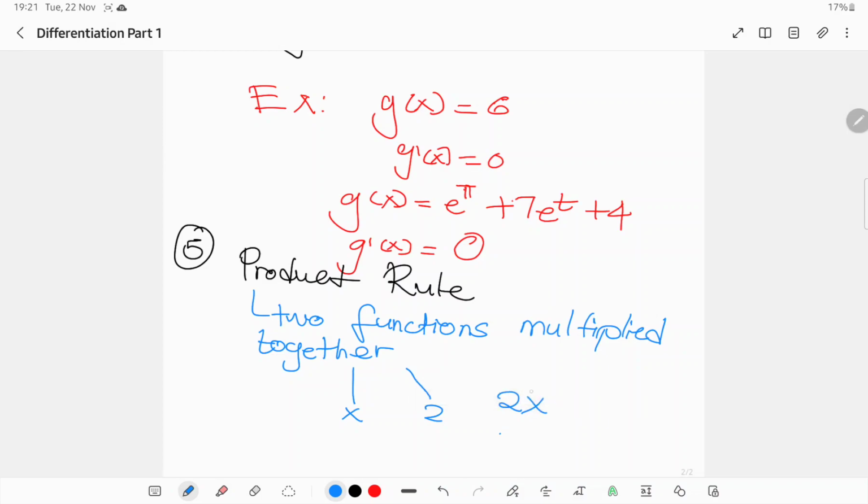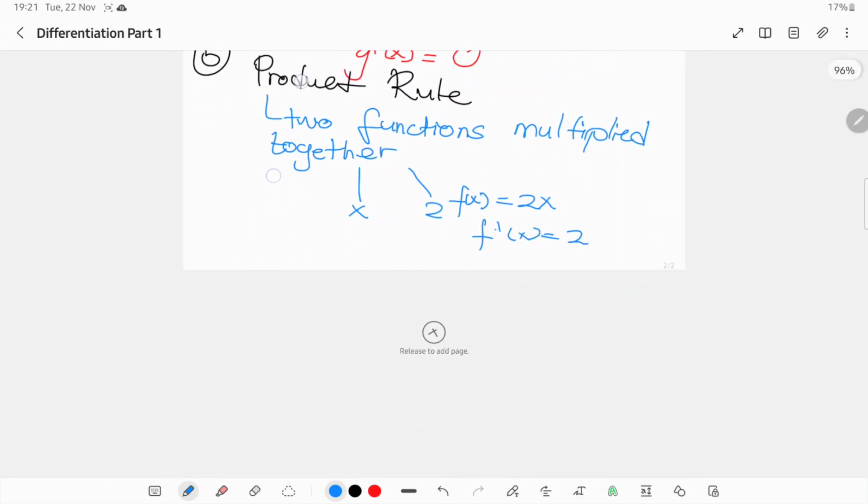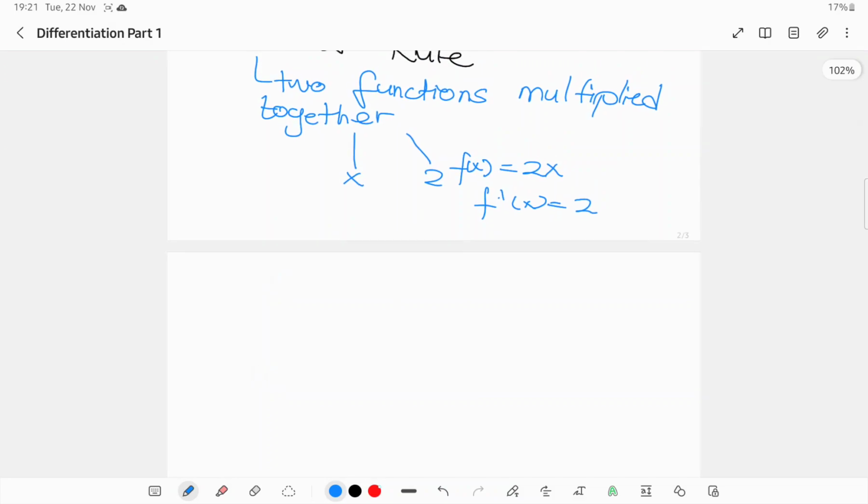If we have f of x equals 2x, we leave the 2 alone, we focus on the x, and then we derive the x. So what is f prime of this? What is the derivative of 2x? It's just 2, right? So you understand that the derivative of this is 2.